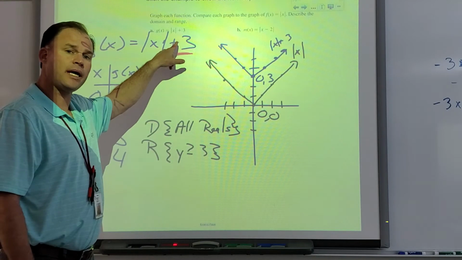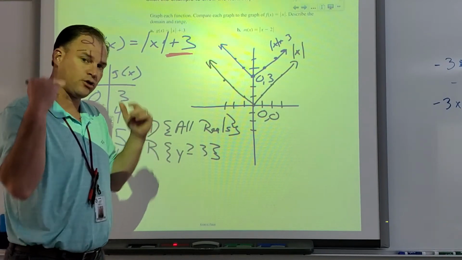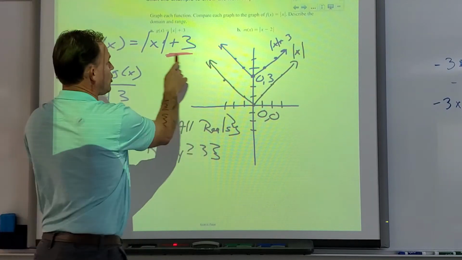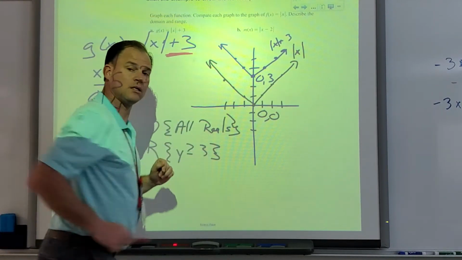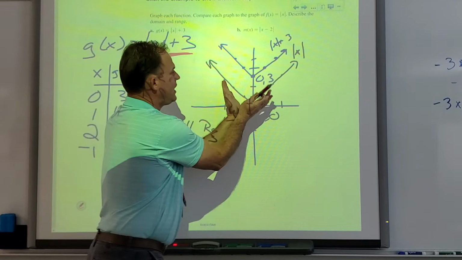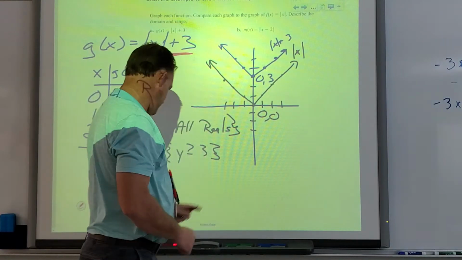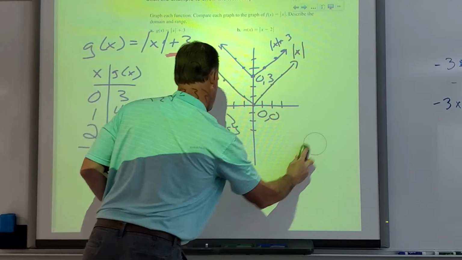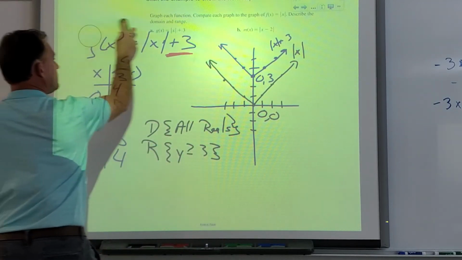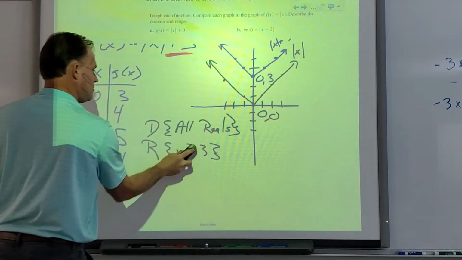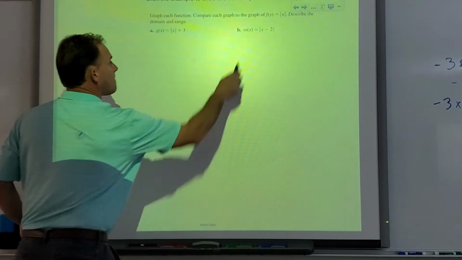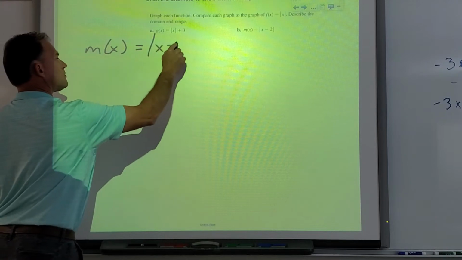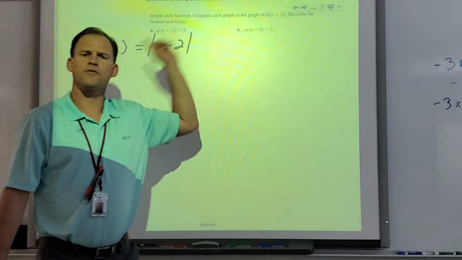That number out there is going to affect your graph. Very simple, a very direct relationship. It's called up 3. The whole thing is shifted up 3. Let's do another one. What's different about the numbers?